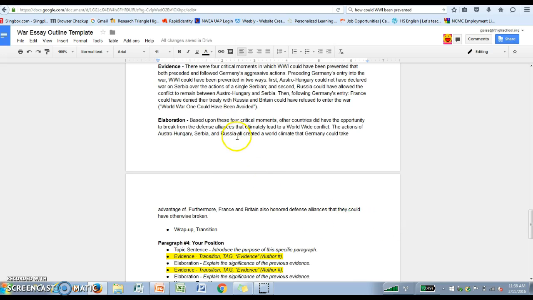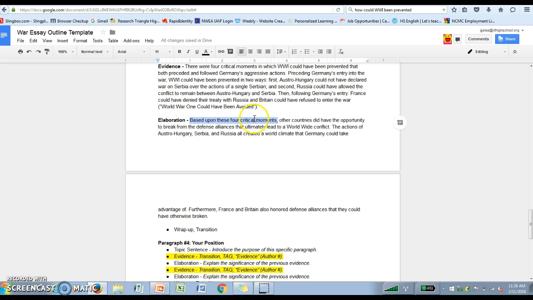So again, remember that your elaboration is meant to take the evidence and then develop a position based upon your own opinion. So, using this information, this elaboration explains the significance of the actions of each country and how each country could have done something different to prevent the worldwide conflict from developing. So again, remember to have a transition based upon these 4 critical moments. Here, this refers back to the evidence, creating a transition that links the evidence to the elaboration.